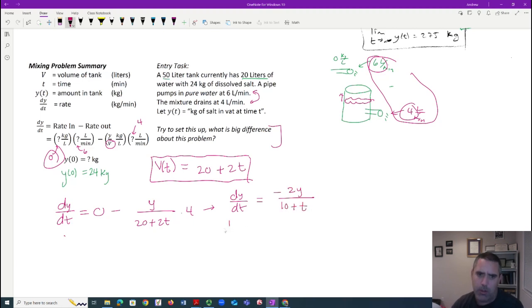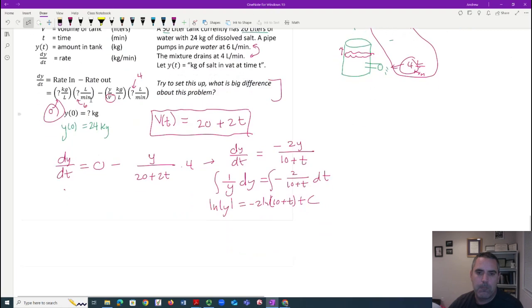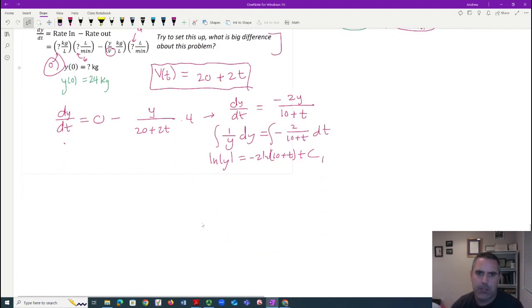That's separable, so I would divide both sides by y, giving negative 2 over 10 plus t dt. I would integrate both sides. You get the log of y equals negative 2 times the log of 10 plus t. I guess these numbers are positive, so plus C1, and then you do some house cleaning. You exponentiate both sides, so the absolute value of y is e to the negative 2 log of 10 plus t plus c1. So I'm just going to write e to the c1. Let's simplify that as we go.